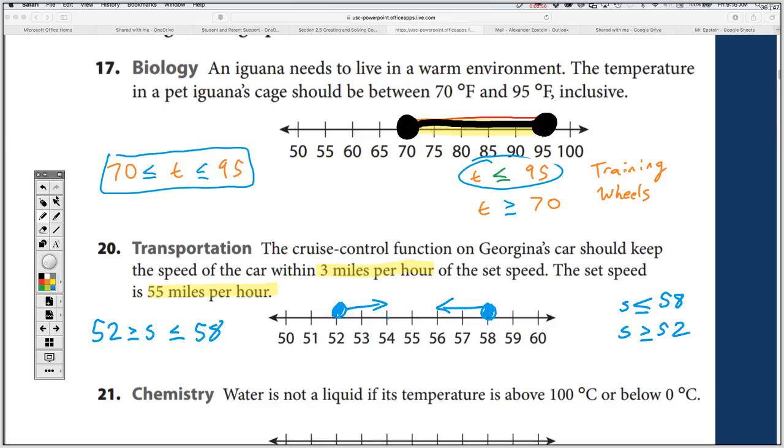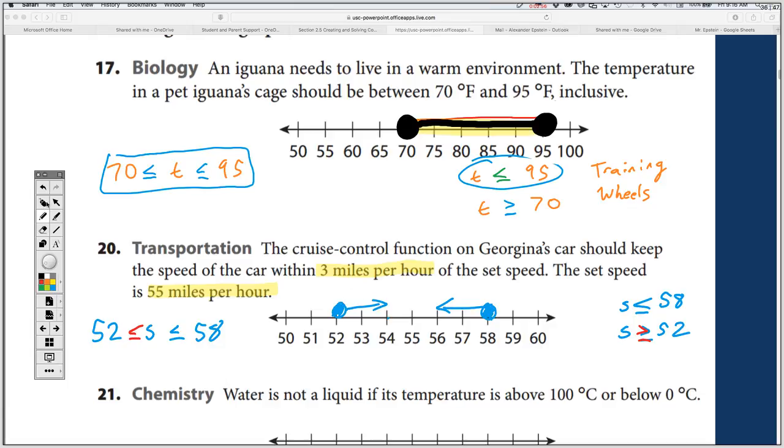Good. So this was where the error was. This one's fine. But here, you have greater than or equal to 52. You want to still do that. Greater than or equal to 52. Okay. Now go back to this one.